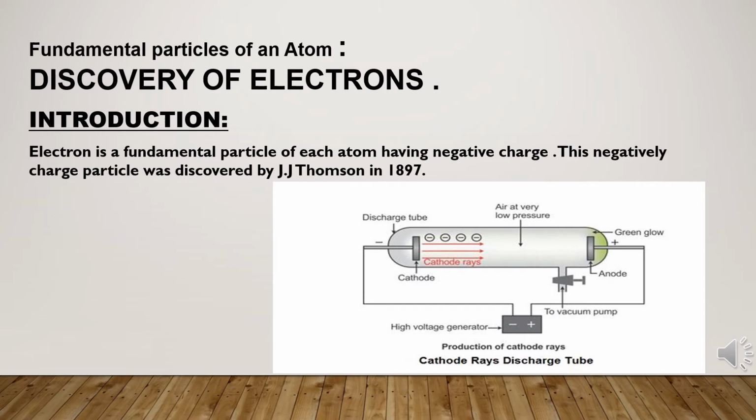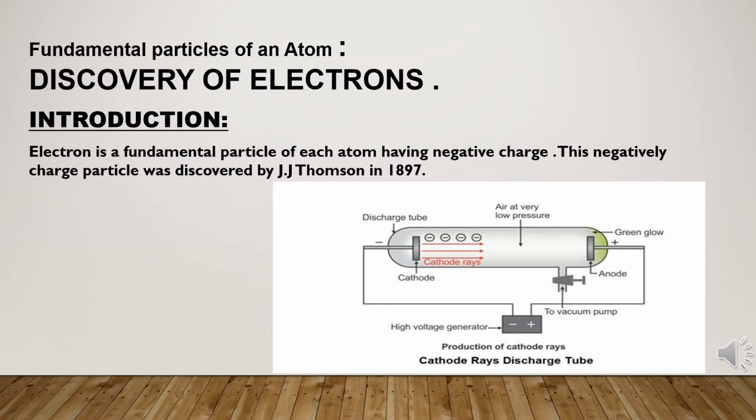Fundamental particles of an atom. The first hint about the subatomic particles came with the discovery of electron by M. Faraday, William Crookes, and J.J. Thomson. Electron is a fundamental particle of each atom having negative charge.